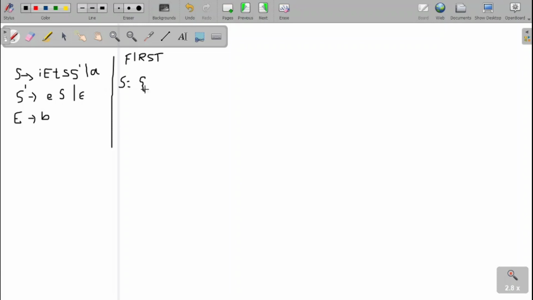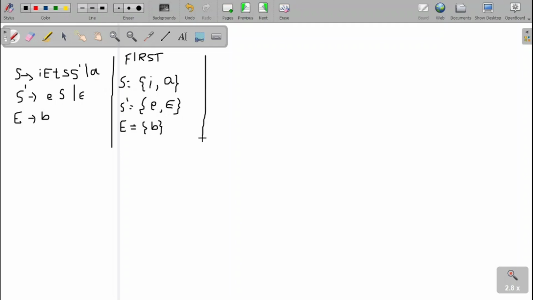First of S will be, because of this one I will get the I, and because of this production I will get the A. Then the first of S dash: because of this one I will get the E, and because of this production I will get the epsilon. Then the first of E: I will get it as B. This is my first set.